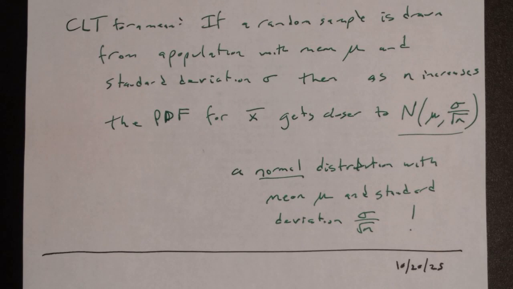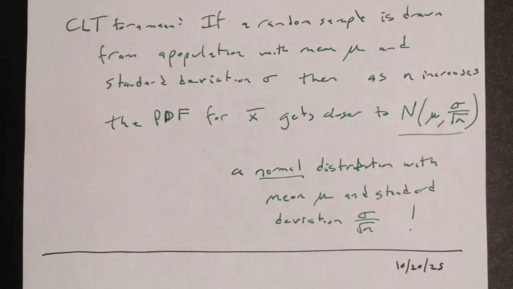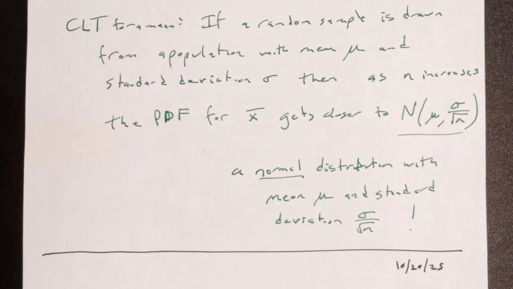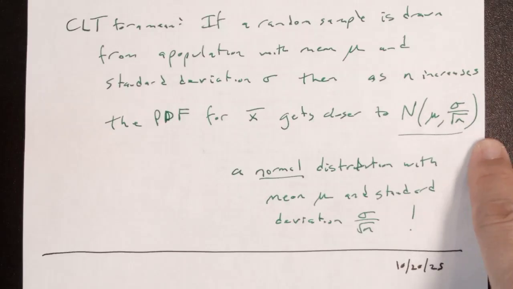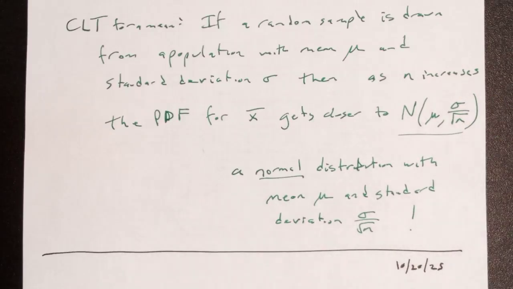So the central limit theorem tells me, for a mean, that if I'm taking any population and sampling from it, as the sample size increases, we get closer and closer to a normal distribution. And that normal distribution has as its standard deviation the standard deviation of the original population divided by the square root of the sample size.